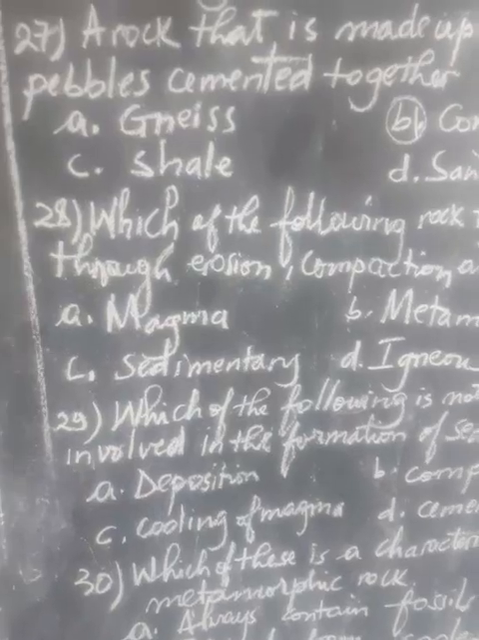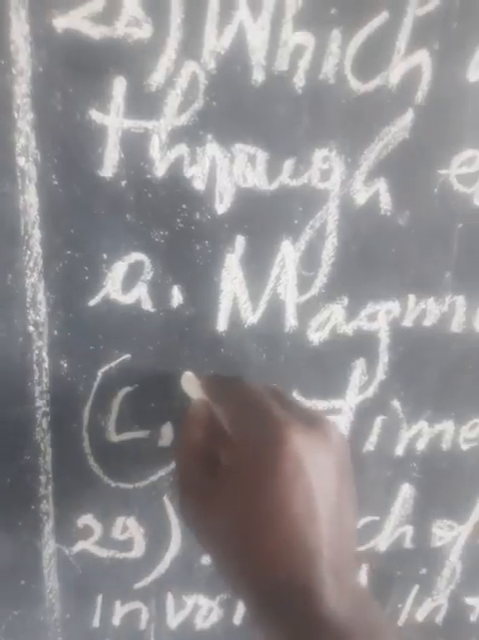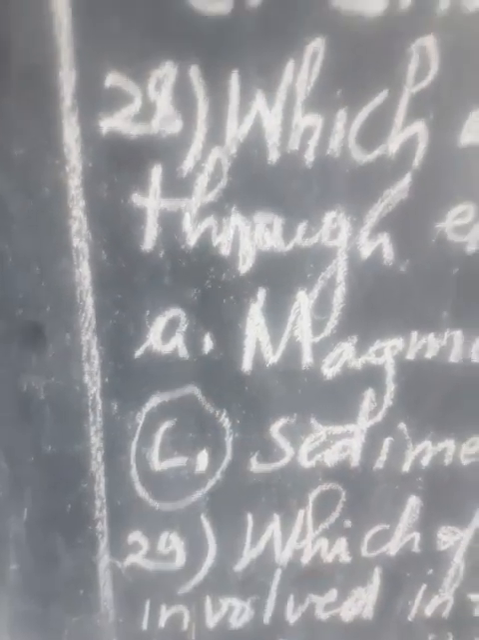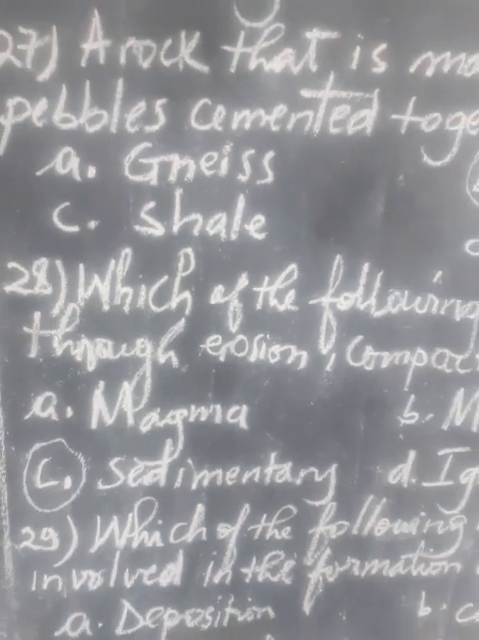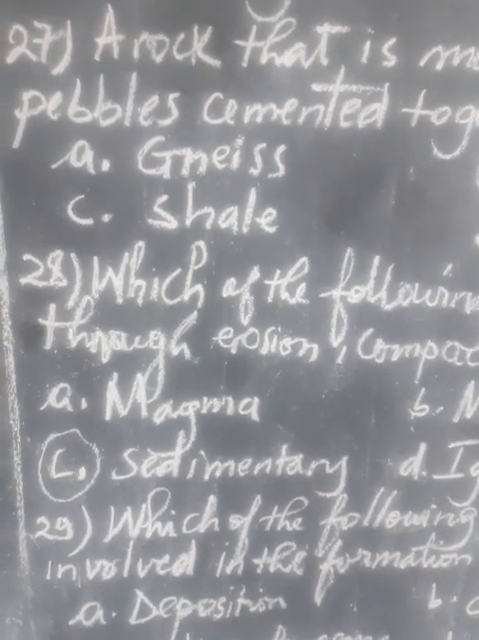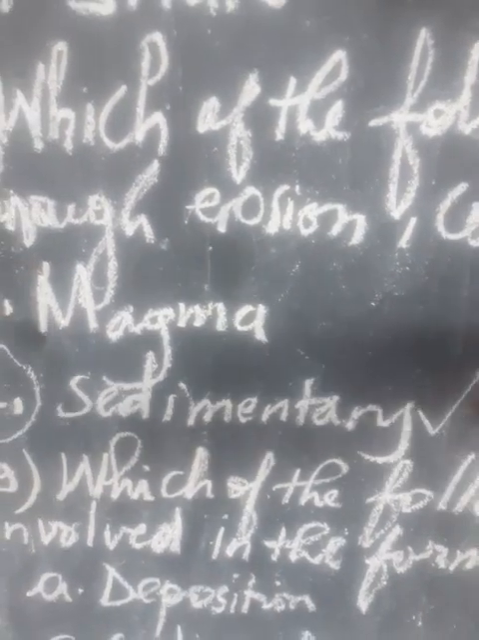So the correct answer is C, because in the processes of sedimentary rock, we have erosion, deposition, compaction, and even cementation of those sediments in layers. Therefore the correct answer is C, which is sedimentary rock.